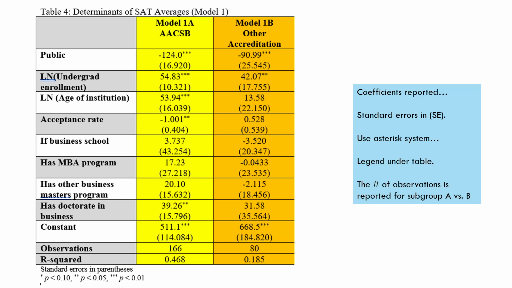But also notice at the bottom of the table, we've reported observations. We have 166 observations for AACSB institutions. We have 80 for institutions with the other accreditation. Now, it's important for us to report the number of observations because that's important. What is the proportion of the split in your subgroups? You also see that I've reported the R-squares there, and they're a bit different. Not going to worry about that, but you do have to report that stuff.